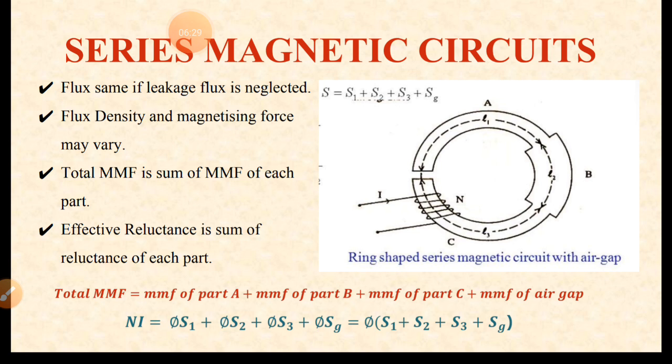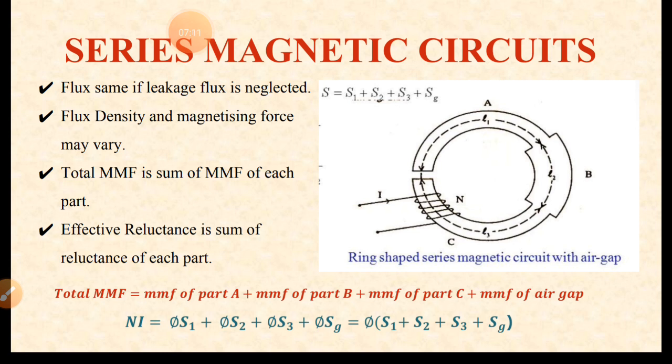The material A is having a length L1 and an area of cross section A1, and the material B is having a length L2 and area of cross section A2. The material C is having a length L3 and area of cross section A3. So all these three materials have different lengths and different areas. So obviously, the reluctance will be different. But these materials are connected in series. So this is known as a series magnetic circuit.